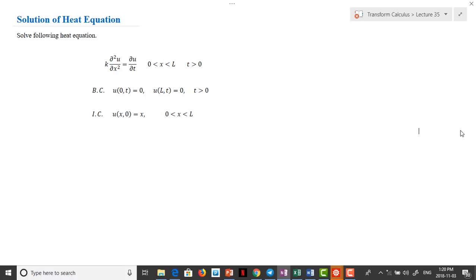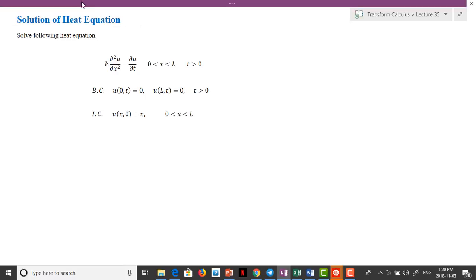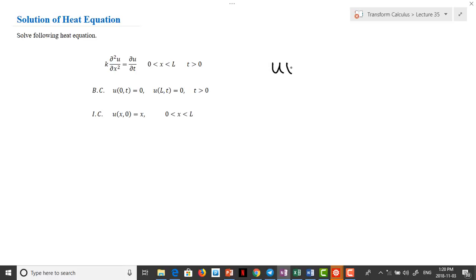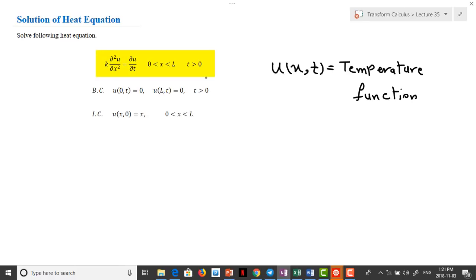So in fact, we have a boundary value problem. This one is a boundary value problem because we have partial differential equations subject to boundary conditions and initial conditions. In order to solve this boundary value problem, we want to find u of x and t, which is the temperature function. And this function should satisfy the partial differential equation given here, and it should satisfy boundary conditions and initial conditions.